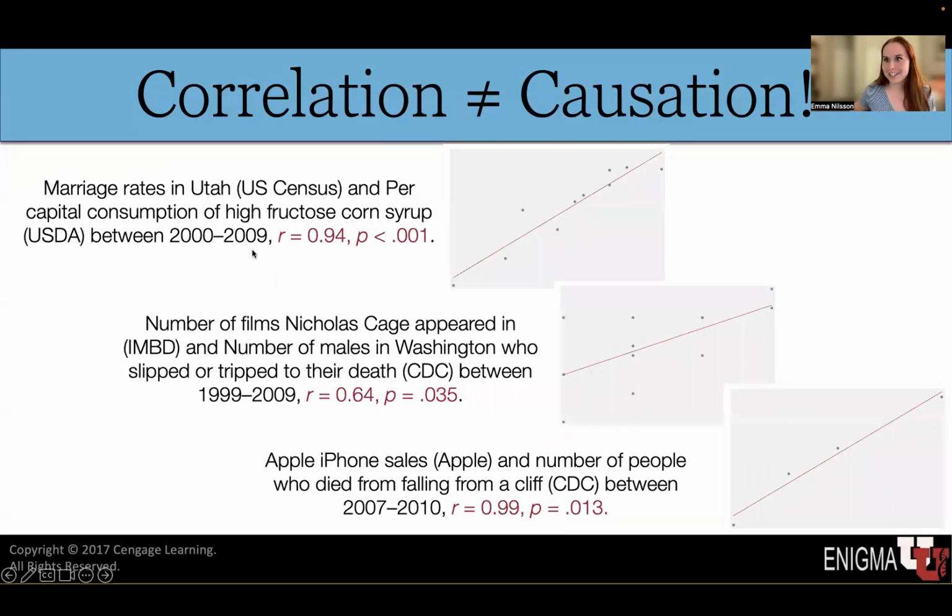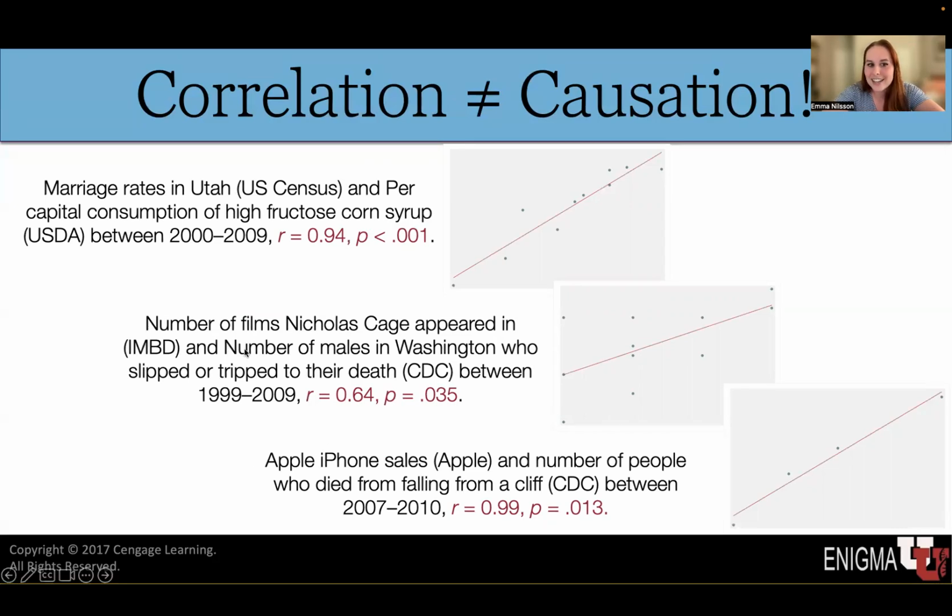I just thought this was interesting. Here are three separate examples where correlation was found, but it would be ridiculous to assume that there was a cause and effect relationship. The first is marriage rates in Utah, based on the US Census, and per capita consumption of high fructose corn syrup. There is a very strong positive correlation, and it is significant, but we cannot say that the increase in marriage rates caused more people to eat high fructose corn syrup.